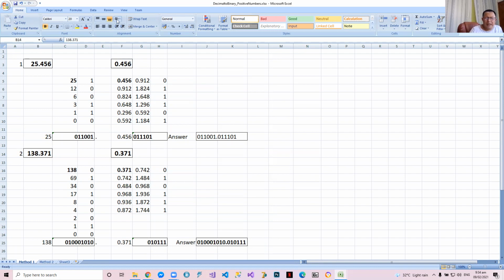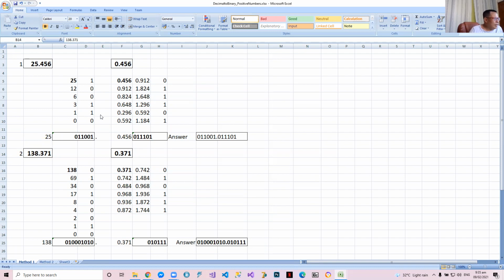I'm not going to do this by hand anymore, because I don't want to use my other camera. So anyway, how do we convert 25? We divide it by 2. The remainder is 1. Okay. 25 divided by 2 is 12. 12 divided by 2 is 6. The remainder is 0. Do you follow? 6 divided by 2 is 3. The remainder is 0. And 3 divided by 2 is 1. The remainder is 1.